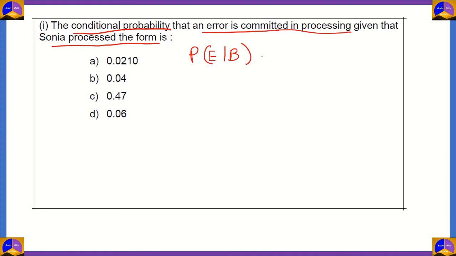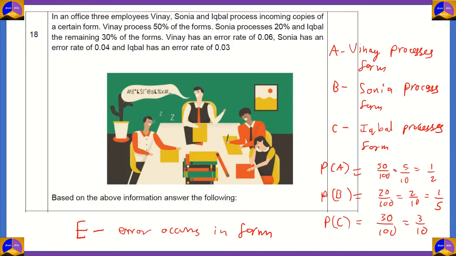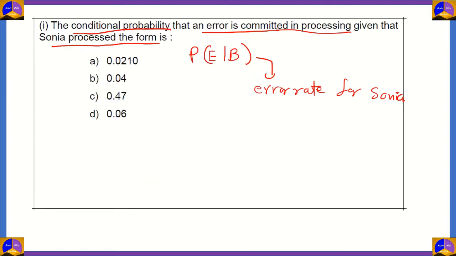Now, this conditional probability is the same as the error rate for Sonia. And if we look back into our question, you see that Sonia has an error rate of 0.04. So therefore, P of E given B, that is the conditional probability that an error is committed in processing given that Sonia processed the form, is 0.04. So option B becomes our right answer.